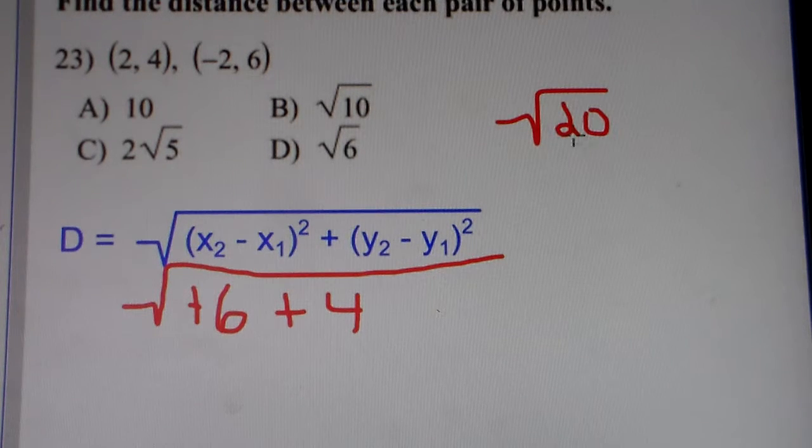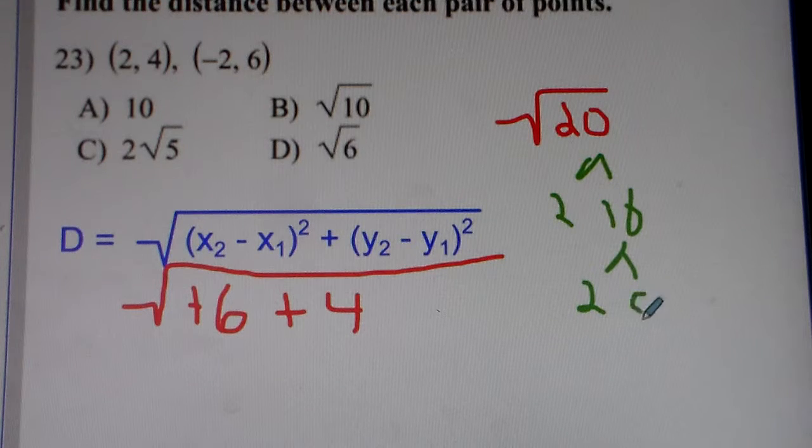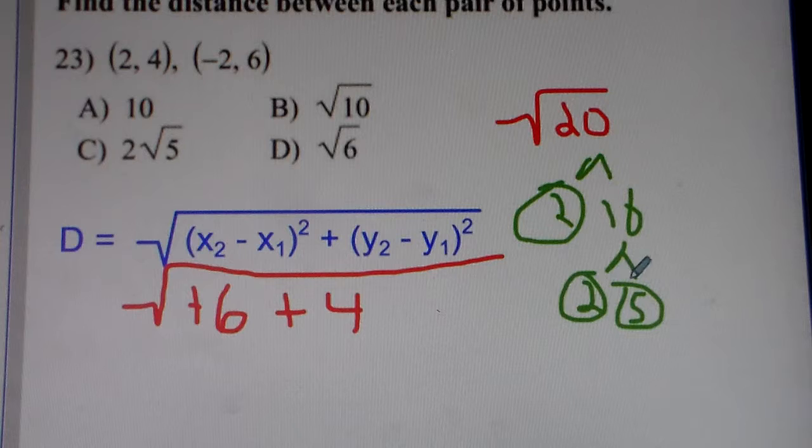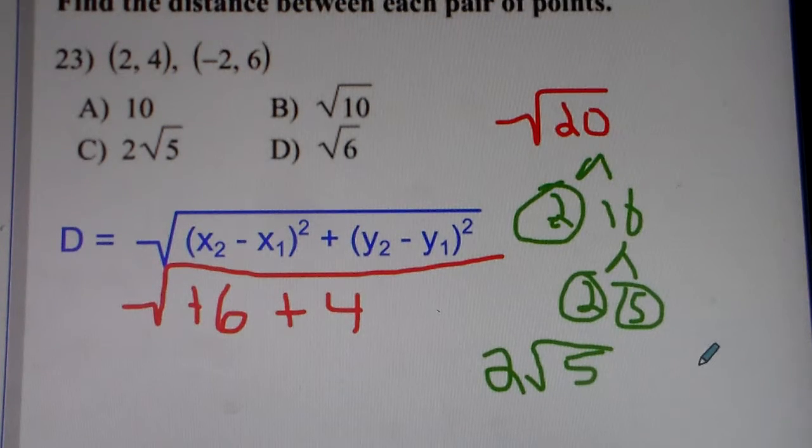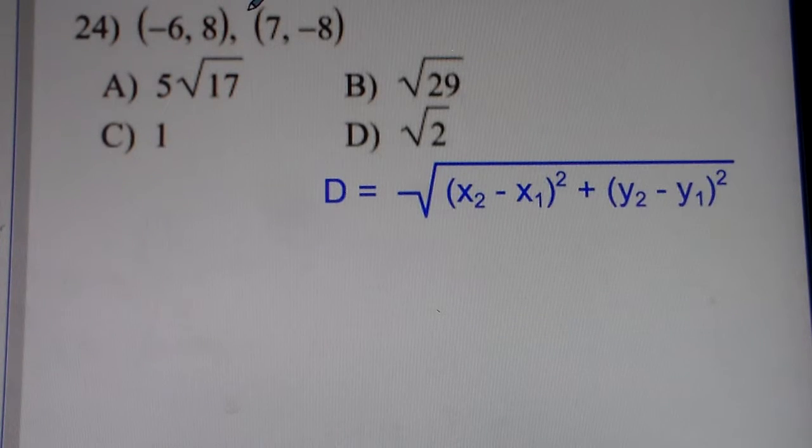So 20 being broken down. 20 is 2 and 10. 10 is 2 and 5. We have 2, 2, and 5. When you have 2 of the same number, that means you can take it on the outside. You put the 2 on the outside, and that 5 is all by itself. It doesn't have any other 5s. You put the 5 on the inside, so it's 2 radical 5. 24.